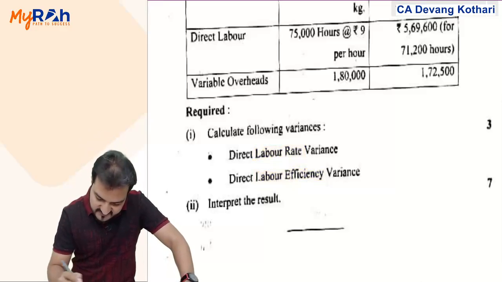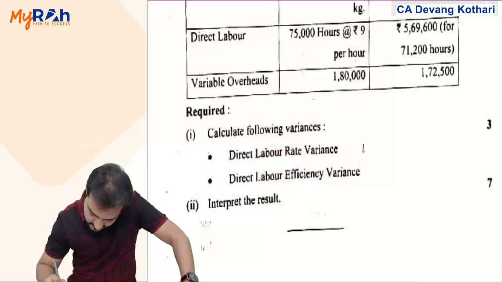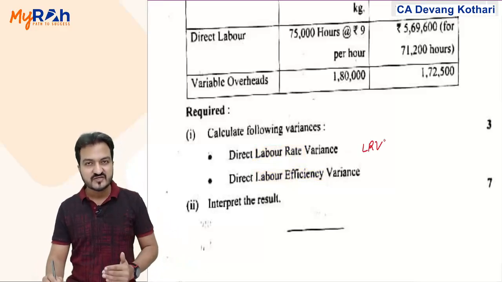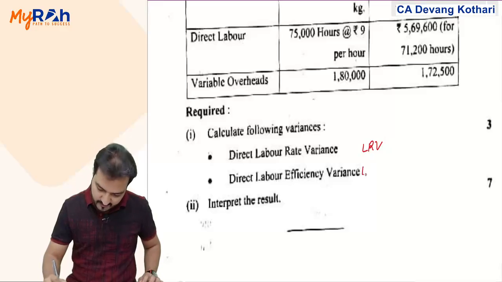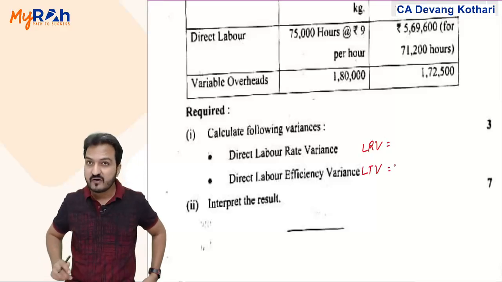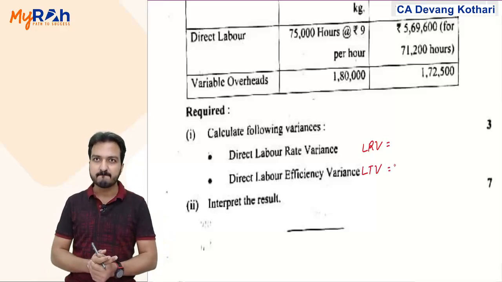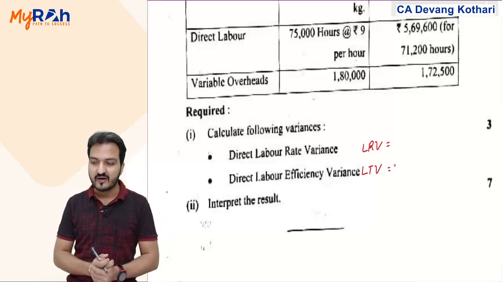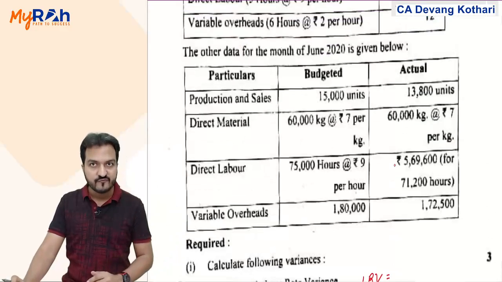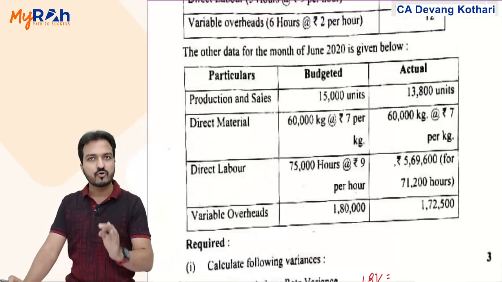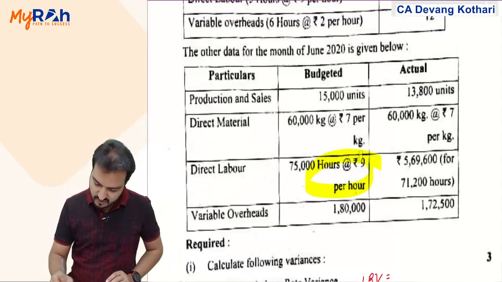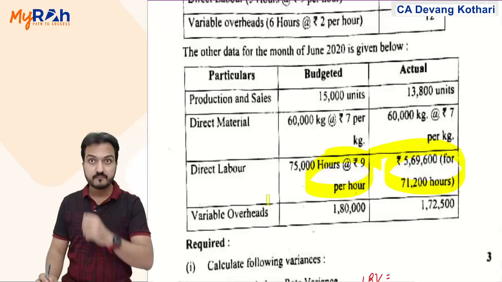Labor rate variance, we call it LRV, and labor efficiency variance is also called labor time variance. Only labor variances are what they are asking. Well, if only labor variances are asked, then you don't need details about material and variable overheads. You require details about only labor, and all those details you already have over here.